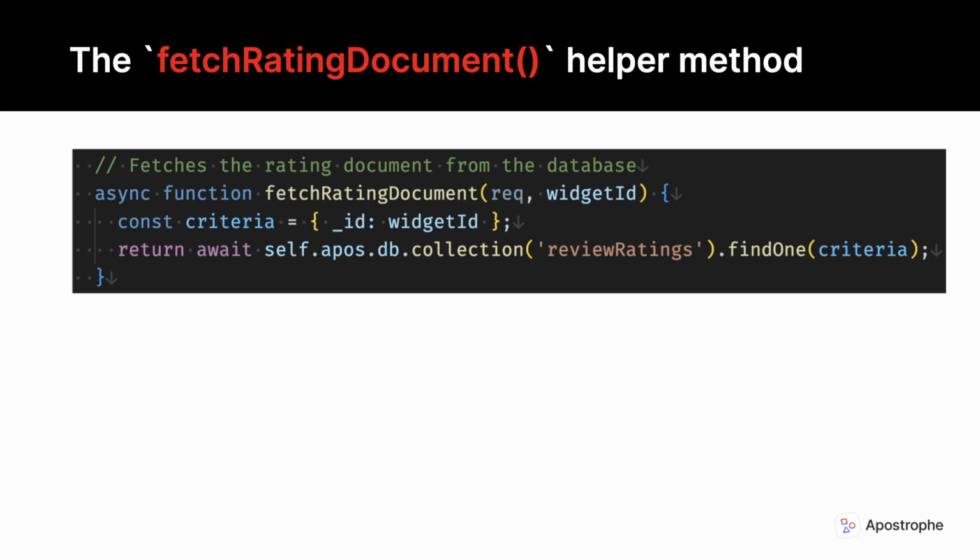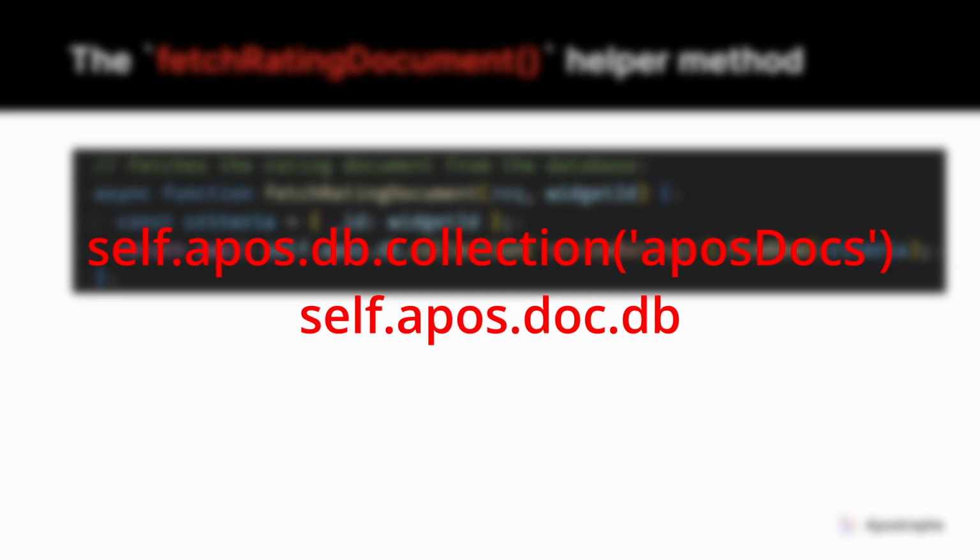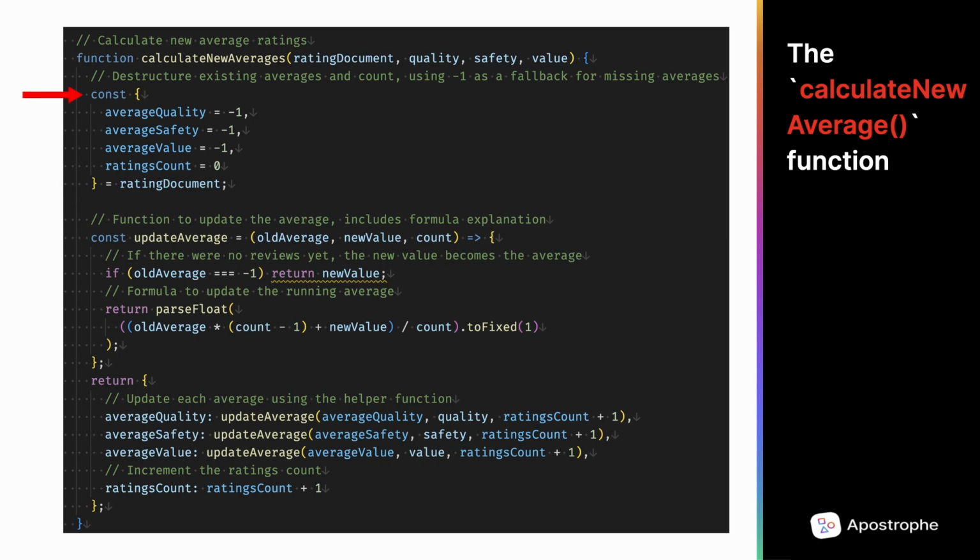self.apos.db.collection. This can be used to specify any collection, but many of the core Apostrophe collections have shortcuts. For example, to access self.apos.db.collection apos docs, we can use self.apos.doc.db. Within the calculate new averages method, we first get the averages for each section from the ratings document.